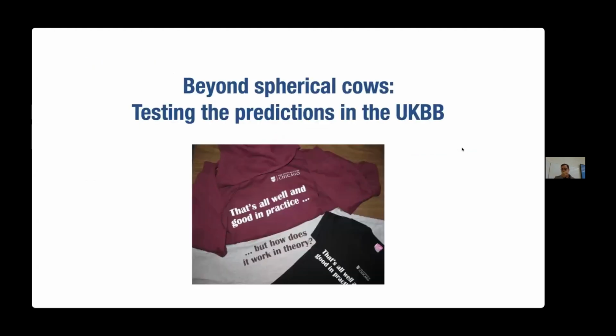Going beyond the spherical cows, we want to test some of these predictions looking at the UK Biobank. This is the reverse of the sweatshirts of the masochistic undergrads at UChicago that say, that's all well and good in practice, but how does it work in theory? It's a very theory-oriented campus. Here we've started with the theory, and now we're going to ask how it works in practice.